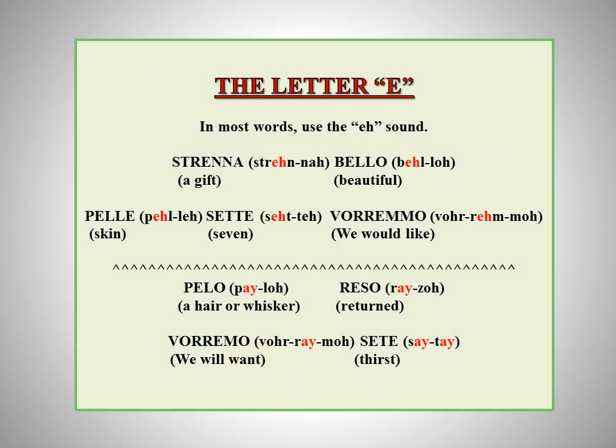Most of the time, the sound of the fifth letter of the alphabet, the vowel that English speakers call E, will be rendered in Italian as a shortened sound, especially when followed by a double identical consonant: strenna, bello, pelle, sette, vorremmo. However, it will be said as an elongated A sound in many words when followed by a single consonant: pelo, reso, vorremmo, sete.